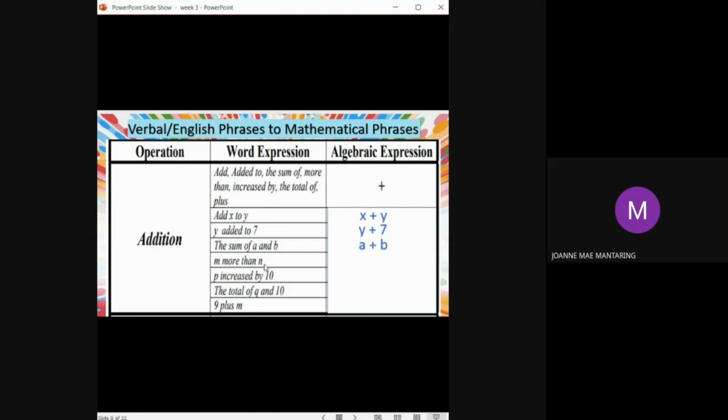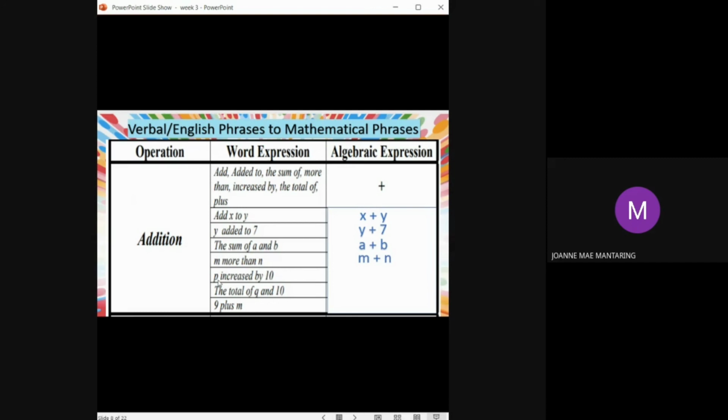Okay. Another one, m more than n. So m more than n, the quantities we have is m and n, and more than is associated with addition. Therefore, the answer will be m plus n. Okay? Ito po yung ating English phrase. Ito po ang ating algebraic expression or mathematical phrase.